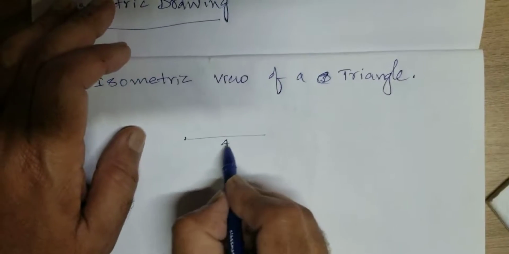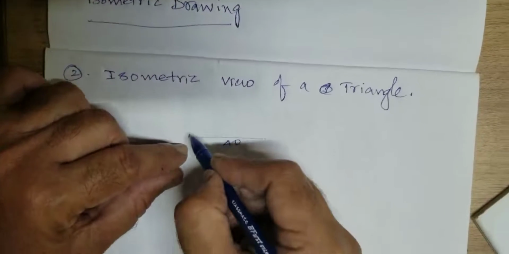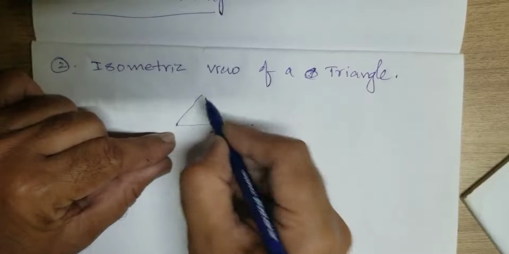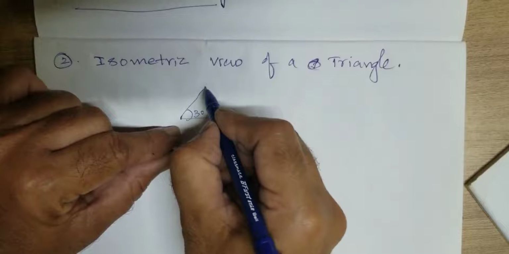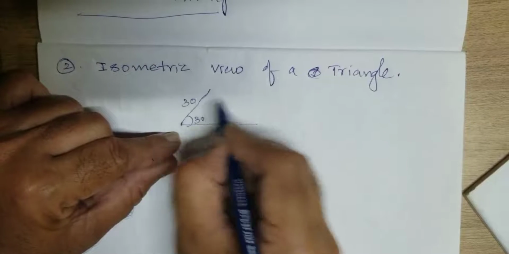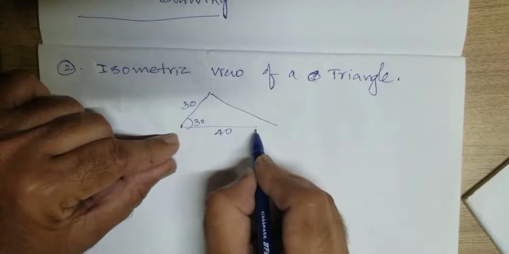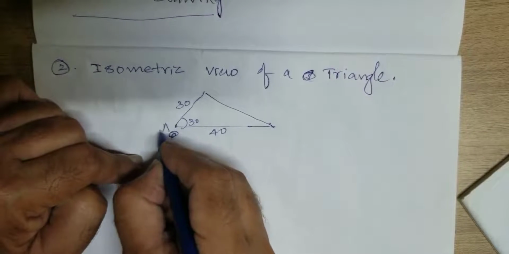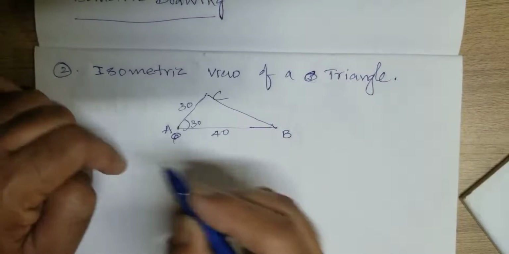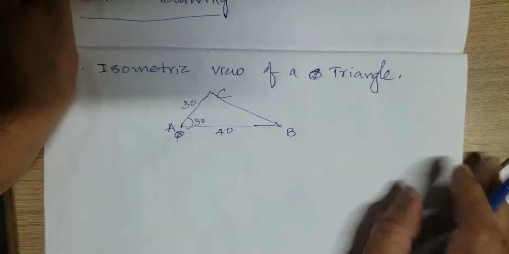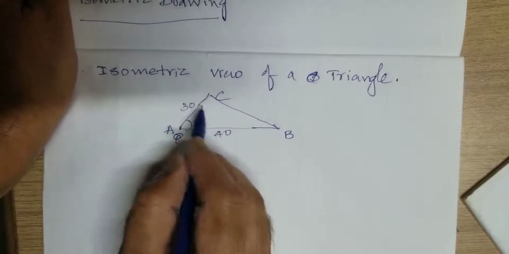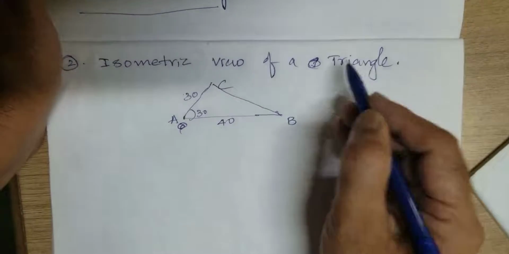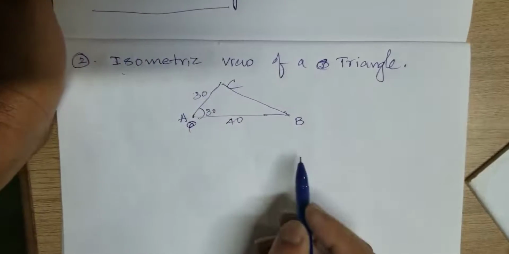This length may be 40. This angle may be some 40 degrees, 30 degrees, and this length is some 30. It may be like this. Triangle. So let us say this is ABC. This triangle, this length we are giving. This length is given. Like this they are going to give it. This one we have to draw in isometric view or drawing is asked.